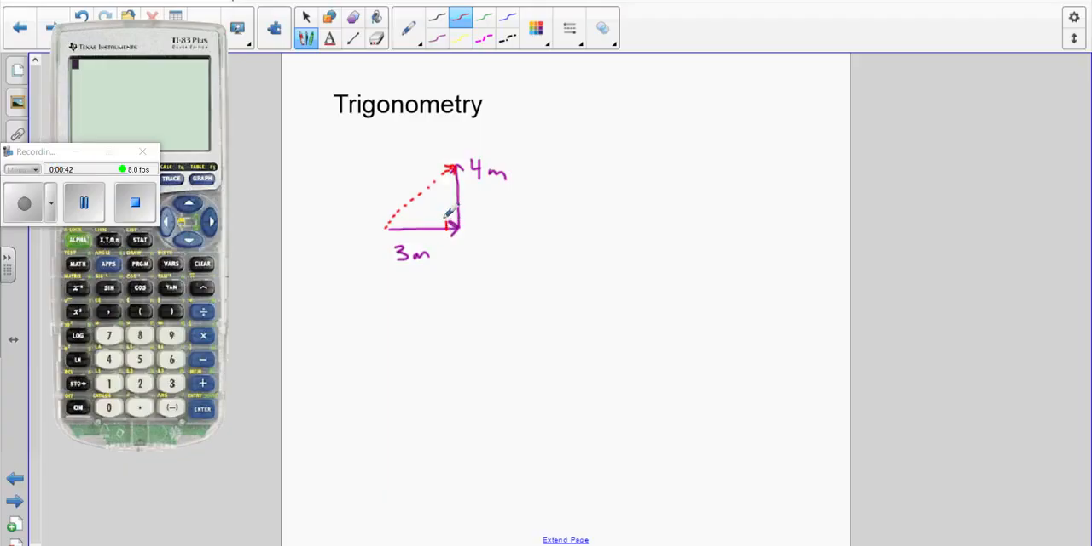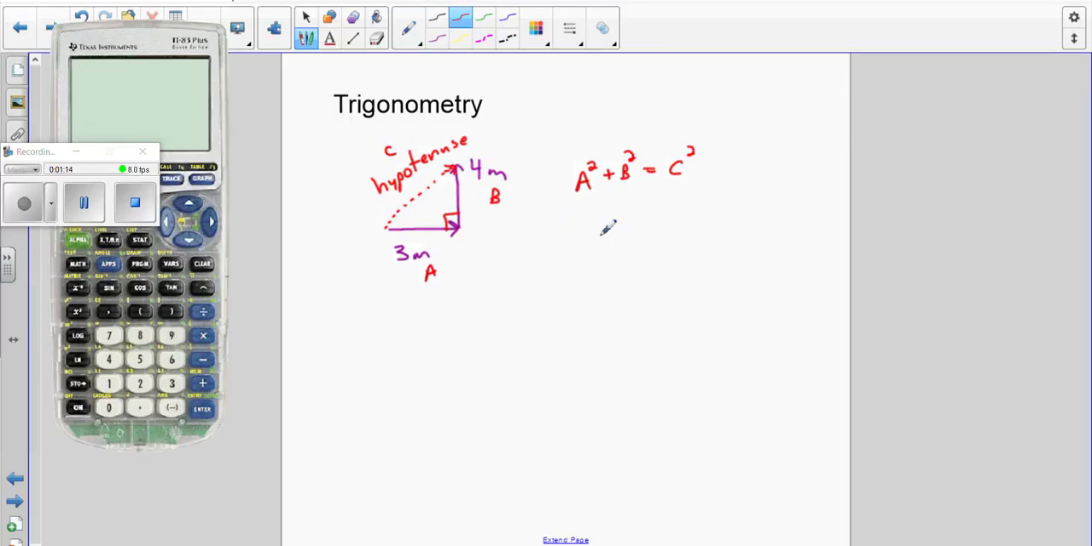This is a right triangle, and the side of a right triangle that's across from the 90-degree angle we call the hypotenuse. And maybe you remember the Pythagorean theorem. We can find the hypotenuse of a right triangle by doing a squared plus b squared equals c squared, where the two sides touching the 90-degree angle are A and B. It doesn't matter which one I call A, which one I call B, as long as I recognize that the hypotenuse, or the longest side, is C.